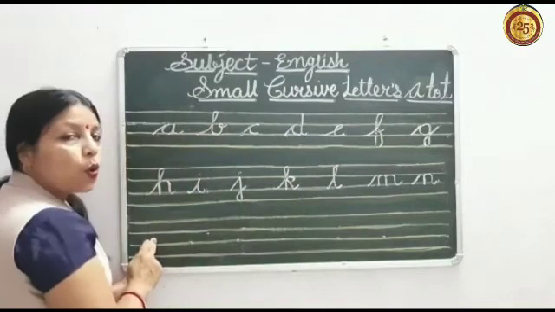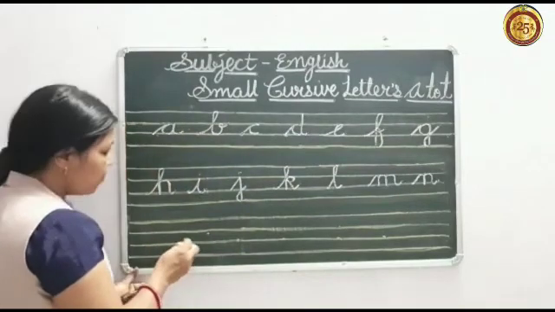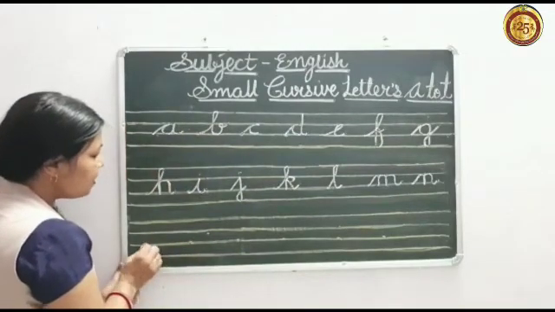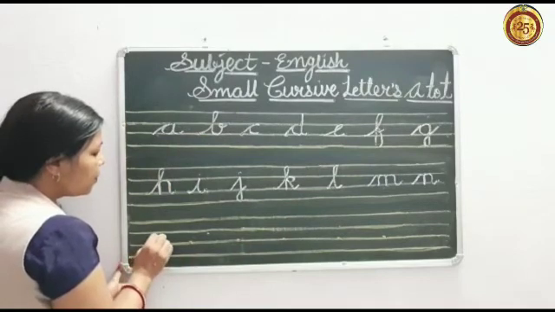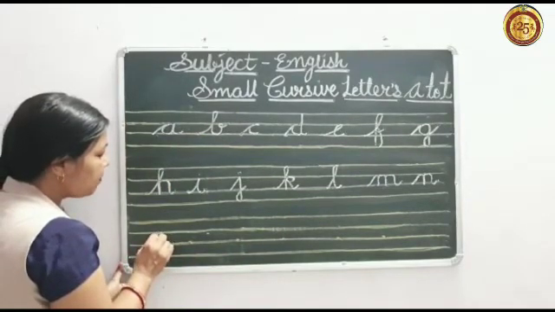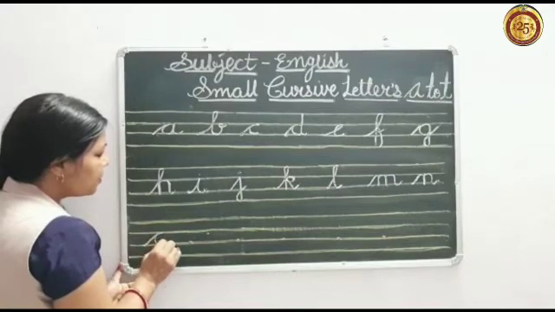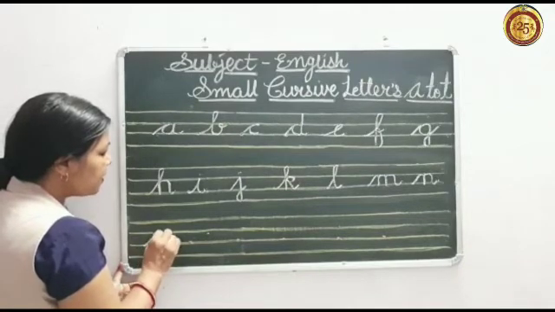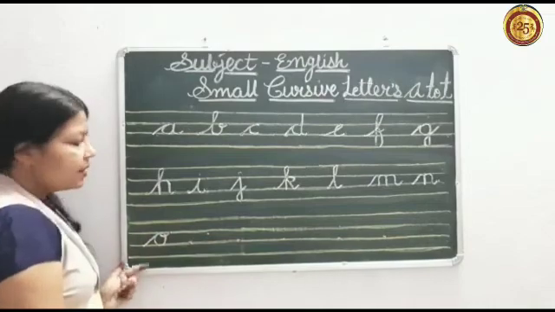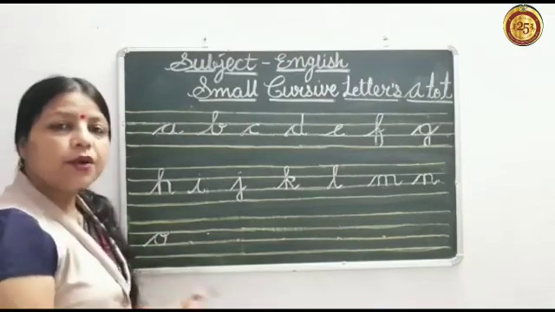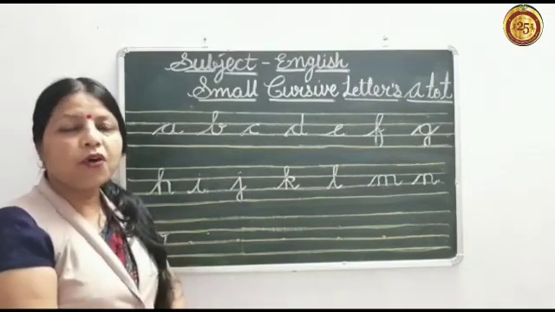We will write here O, small cursive letter O. Put your pencil here on second blue line. Go upward, touch the first blue line, bring it back, make a curve like this. Go up, close it and turn it like this. This is small cursive letter O. O for owl, O for open.